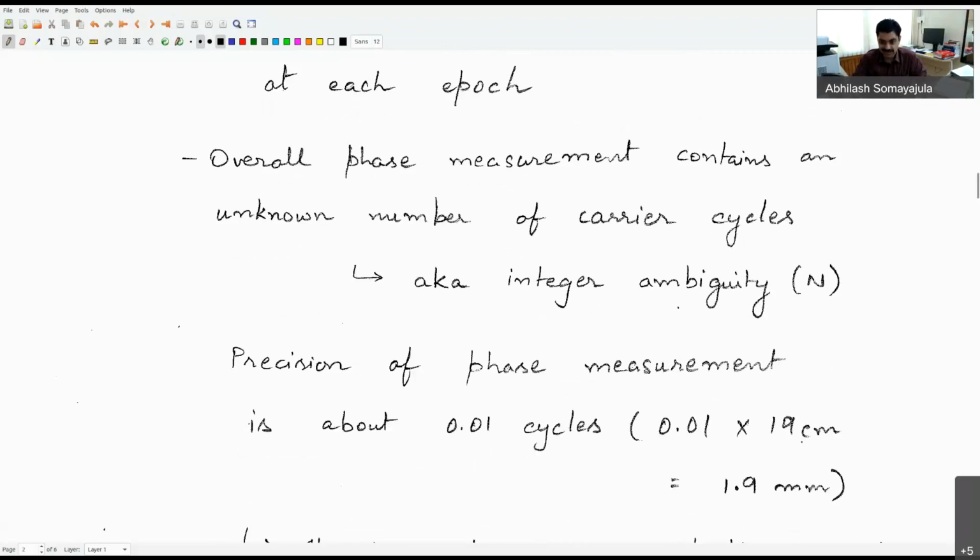So assuming that the wavelength is about 19 centimeters, you can assume that the error in my measurement can be boiled down to 1.9 mm. So now you're able to go from a meter level accuracy to further zoning down using this carrier-based phase-based correction, where you can get up to millimeter level accuracy.